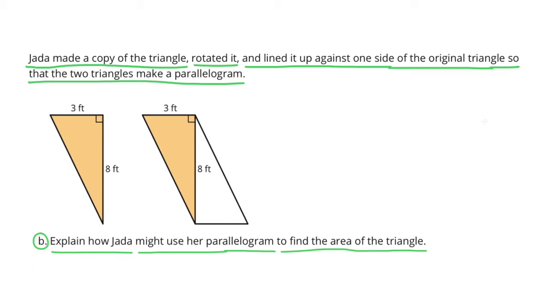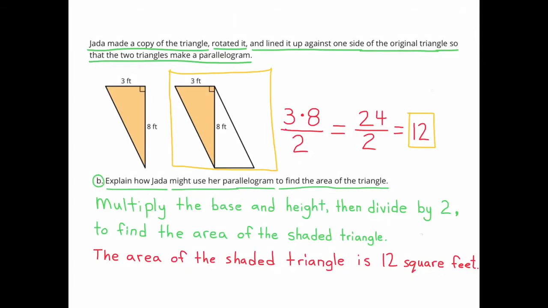Since Jada used the original triangle and a copy of the original triangle, the area of her parallelogram is going to be twice the size of the area of the triangle. So when we multiply the base times the height, 3 times 8, we'll get 24. But since this area is twice the size of the area of the original triangle, we'll have to divide that by 2. 24 divided by 2 is 12. The area of the original triangle is 12 square feet.